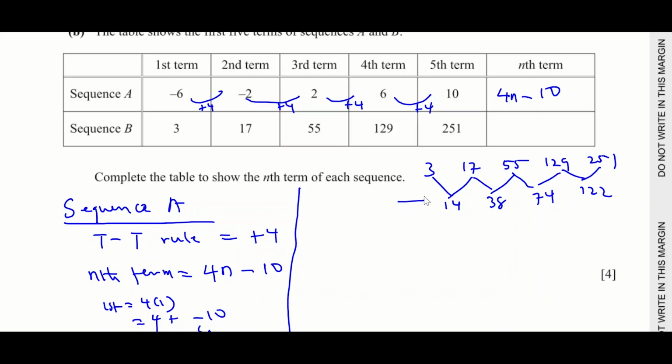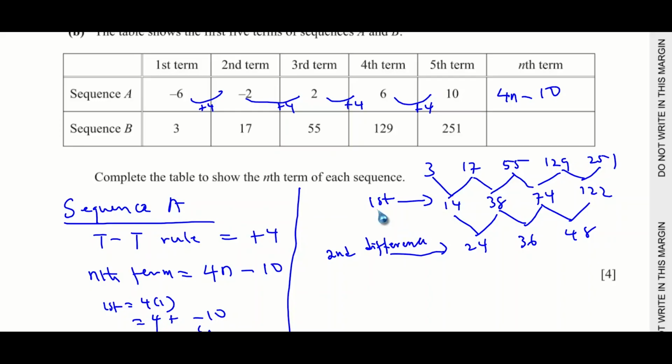Consider that this is the first difference. Then if you do this again, this should give you 24. You subtract again, this and this should give you 36. This and this should give you 48. So this one is the second difference, and this one will be the first difference.